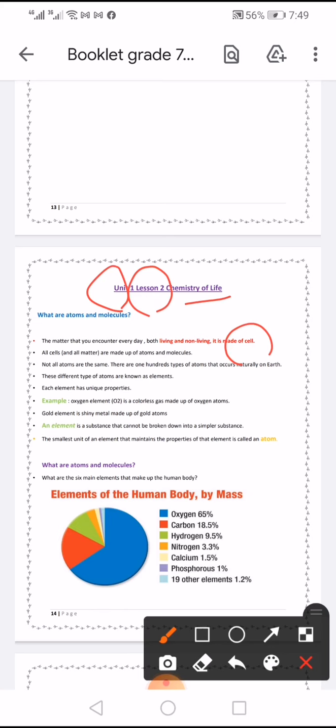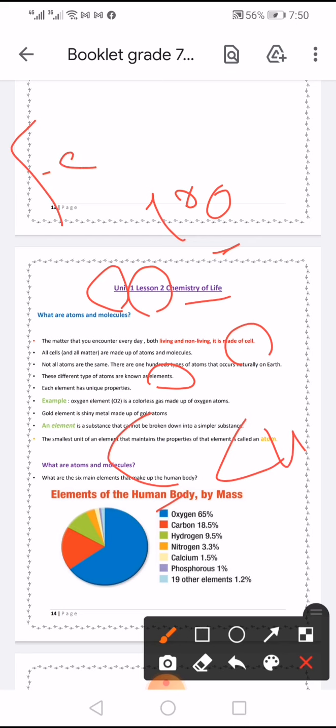Not all atoms are the same. There are 100 types of atoms that occur naturally on Earth. So we have more than 100 types of elements, or 100 types of atoms. These different types of atoms are known as elements. So these atoms are called an element. For example, carbon is an element. Copper element. Iron, Fe, element. Oxygen, O2, element, hydrogen, H2, element. All of those are elements.